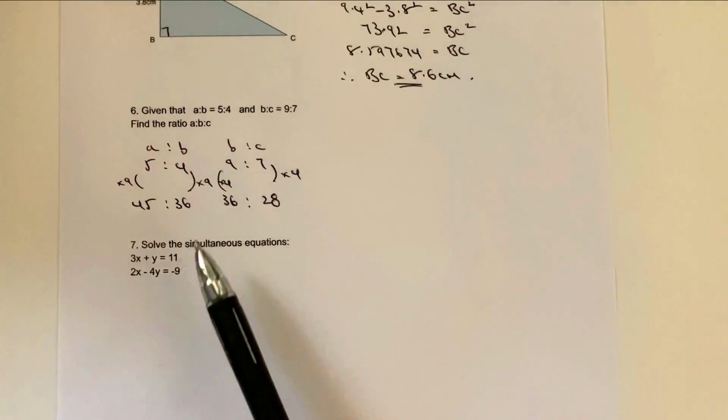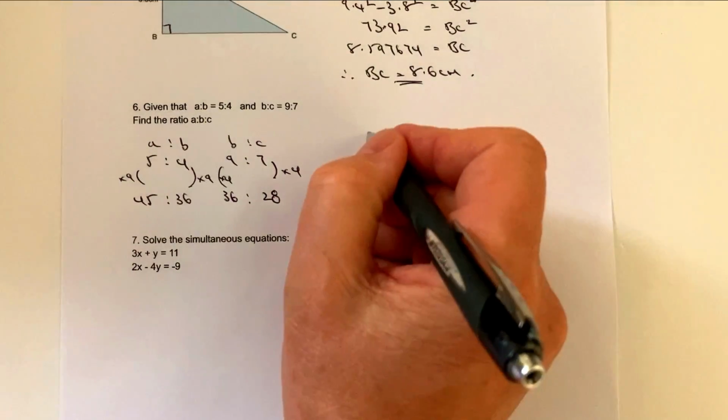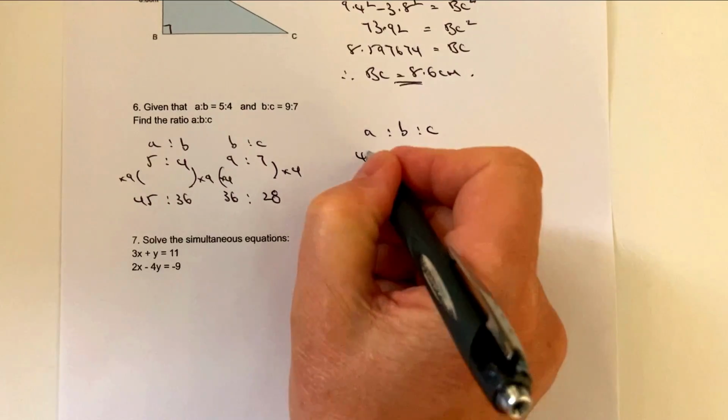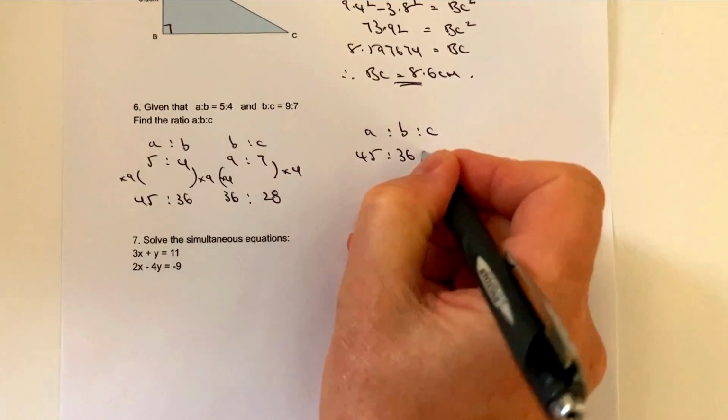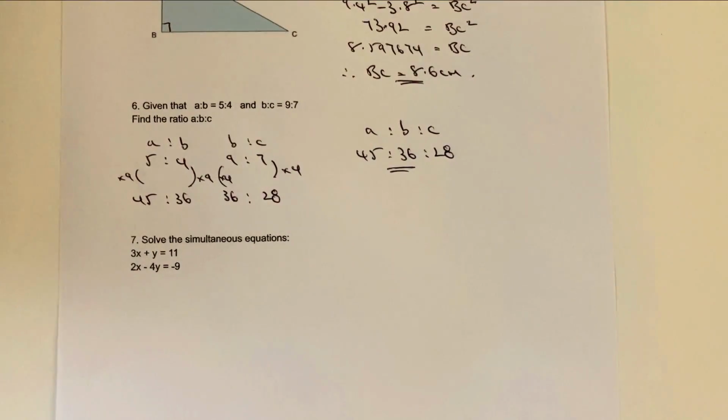Okay, now because we've got b's the same, we can then write that in the form a to b to c is going to be 45 to 36 to 28. And that's the answer to that particular question.